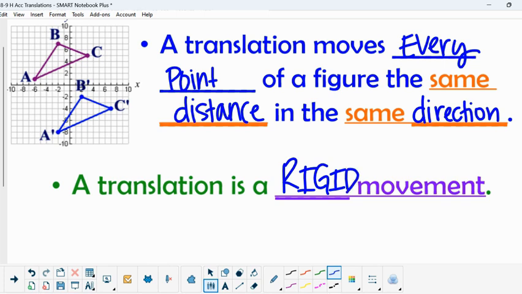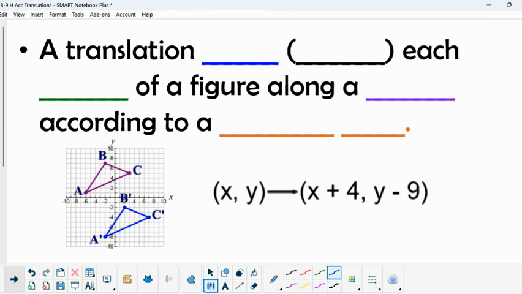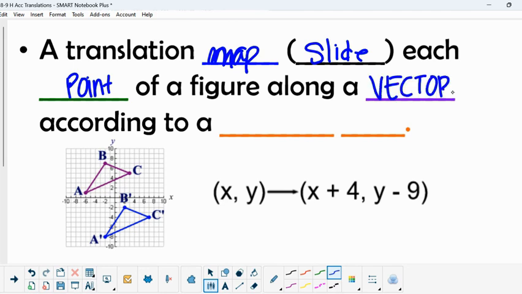Now let's talk a little bit more about the specifics of a translation. A translation is going to actually map, or we can call it a slide. It's going to map or slide each point of the figure along what we call a vector. We'll talk a little bit more specific about that in a second. So your translation is going to map or slide each point of the figure along a vector according to a specific rule.